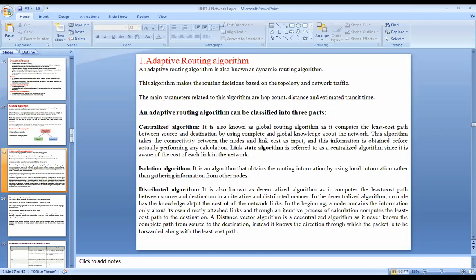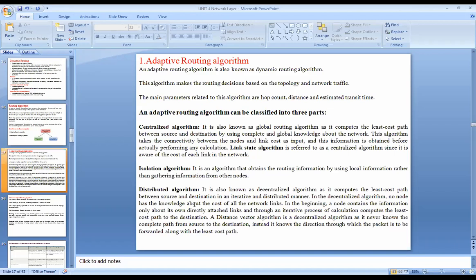We have decided initially on a centralized approach, so we are going to use a link state algorithm. The link state algorithm is referred to as a centralized algorithm. It is aware of the cost of each link in the network. How much cost is required for this? That has to be considered in the link state algorithm. So the centralized algorithm is implemented as a link state algorithm.